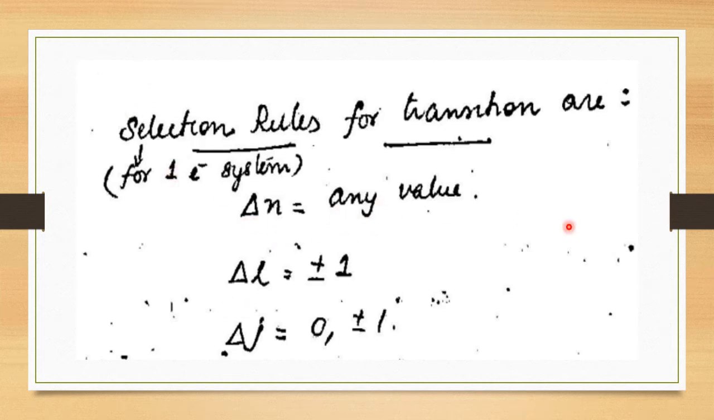Now, what are the selection rules for the transition for a one electron system? Delta N can be any value. For any different N value, transitions are possible, and delta L equal to plus or minus 1 is only possible, and delta J is equal to 0, plus or minus 1. These are the three selection rules for transition for a one electron system, with one outermost electron.